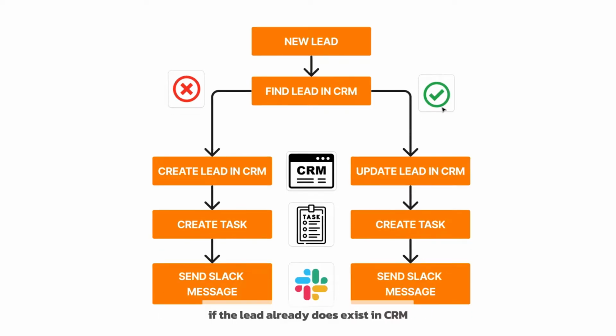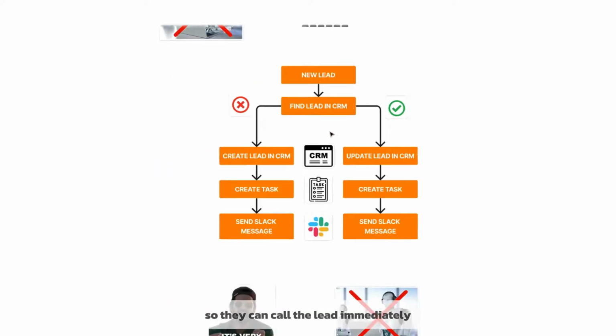If the lead already does exist in a CRM, all we'll do is update the lead card to reflect the specific stage, and then we'll do the exact same thing, create a task for the appointment setter, and then send a Slack message to the appointment setter so they can call that lead immediately.